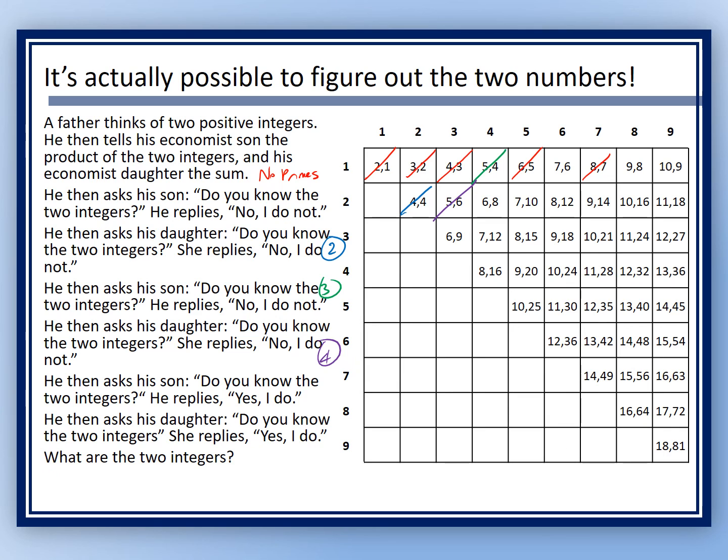Finally, he asks his son, do you know the 2 integers? And he says, yes. Well, we just eliminated 2 and 3. 2 and 3 multiplied to 6. So what are the possibilities there? 2 times 3 equals 6, and 6 times 1 equals 6. For that reason, the correct answer would be 6 and 1, right? So that's how this game works.